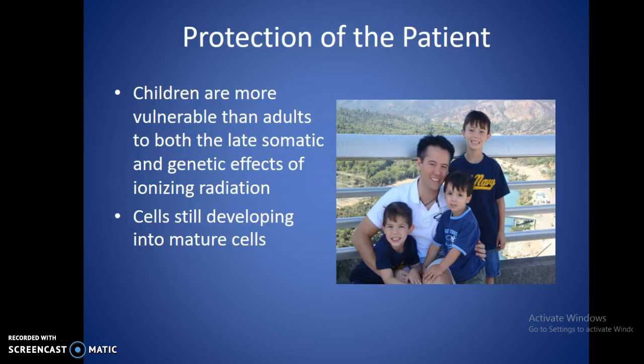Protection of the patient. As you know, children are a little bit more vulnerable than adults to late somatic and genetic effects of ionizing radiation because they are still developing. We're talking about a lot of cell division that's going to create a child into an adult. So you want to make sure that you are limiting your techniques a little bit and also being very wary of repeat exposures.